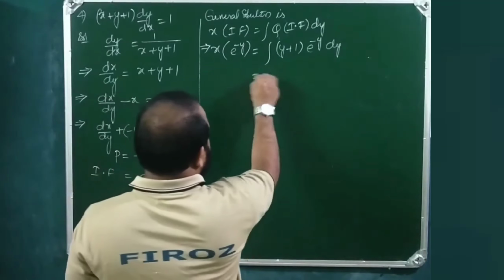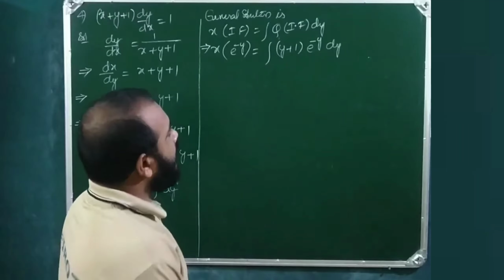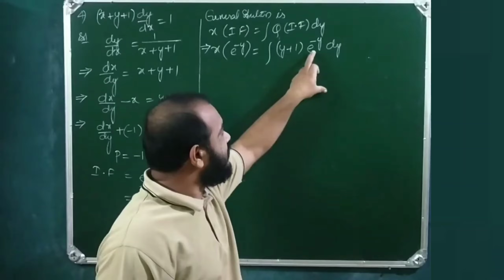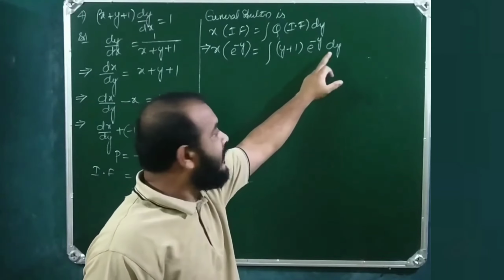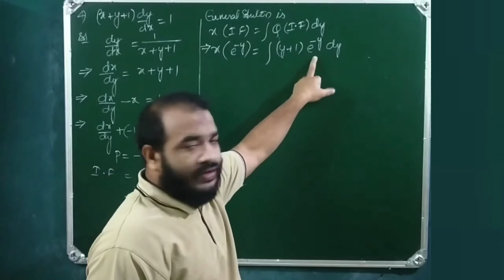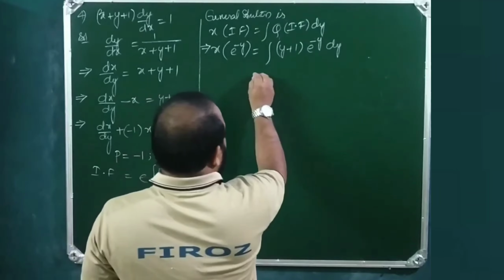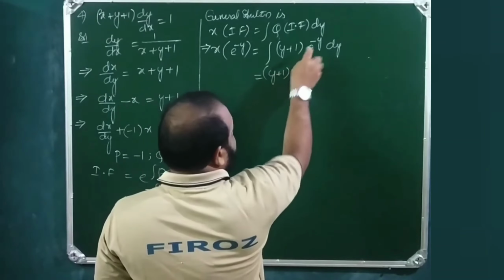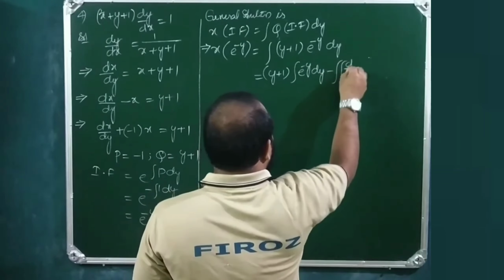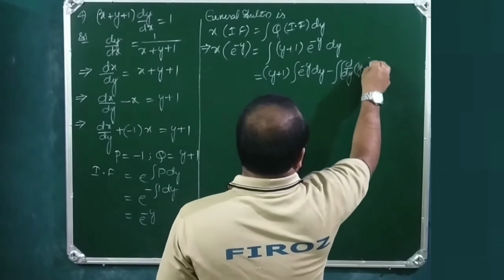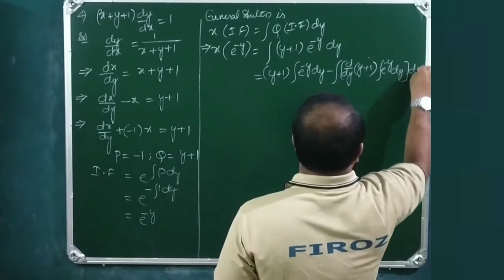So this is y plus 1 times e power minus y, a product of two functions. This is an exponential function and this is an algebraic function. Whenever the integrand is a product of two functions, we have to integrate by parts. So first function into integral of second function dy, minus integral of d by dy of the first function into integral of the second function dy, whole dy.